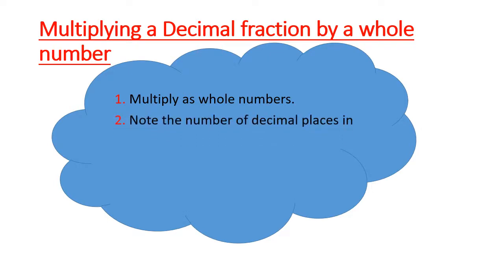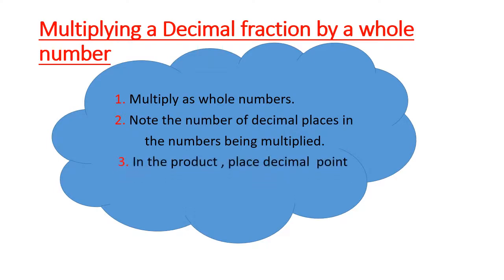Now after multiplication, you have to note the number of decimal places in the numbers being multiplied. You will count how many digits are there after the decimal point. And third, whenever you find the product, you have to place a decimal point after the number noted at point number 2. As you counted the decimal places in the decimal fraction, you have to start from the right side to left and place a decimal point.